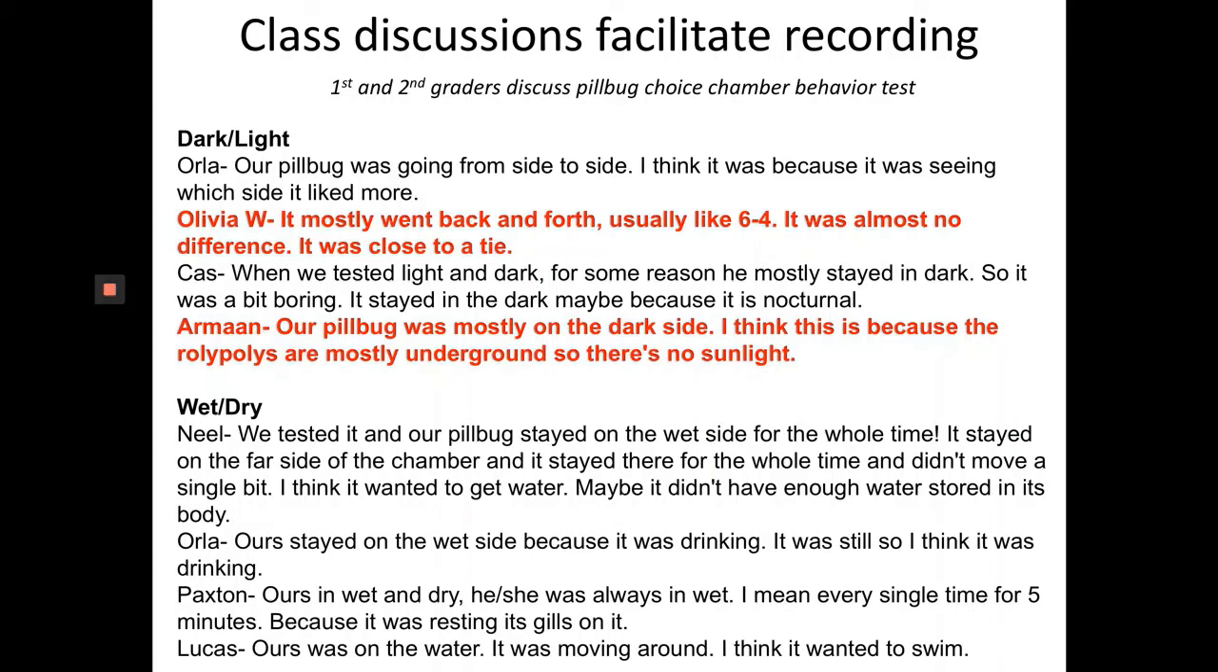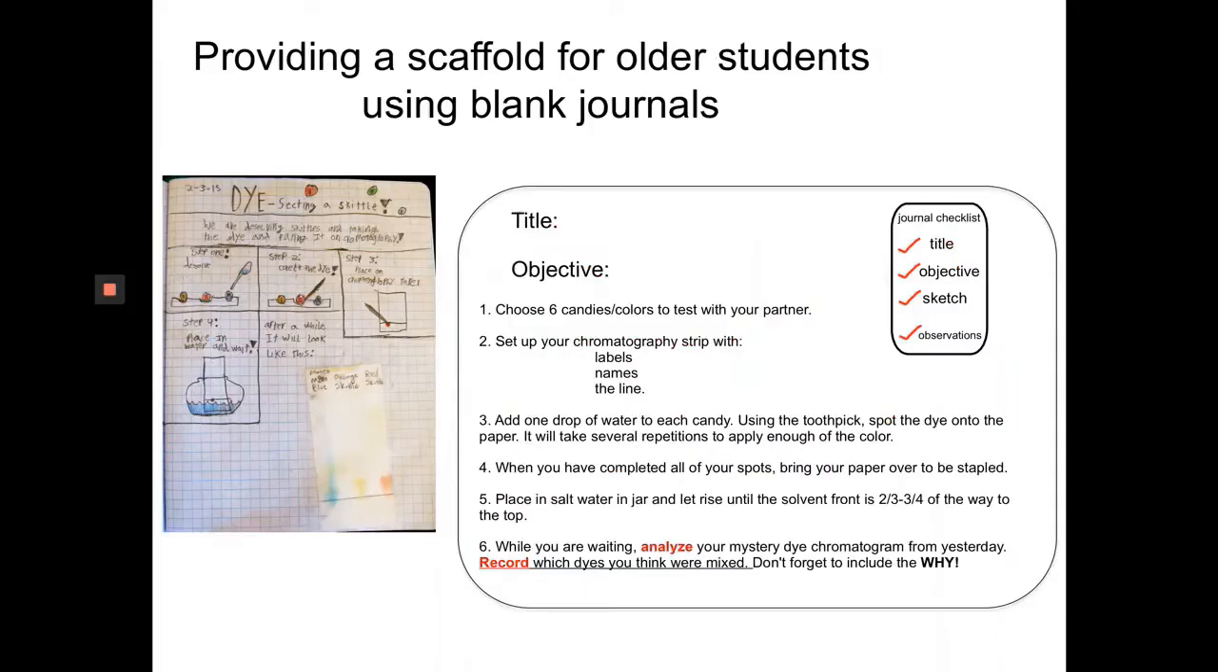Here, students discuss a behavior test with pill bugs. "It mostly went back and forth, usually like 6-4. It was almost no difference. It was close to a tie. Our pill bug was mostly on the dark side. I think this is because they are mostly underground where there's no sunlight."